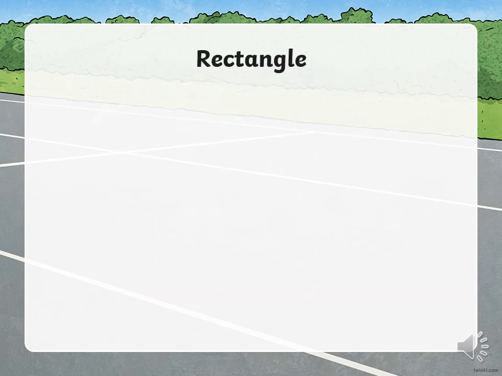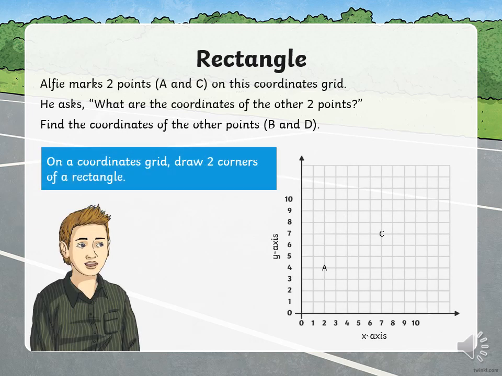Okay, rectangle. Alfie marks 2 points A and C on this coordinates grid. Find the coordinates of the other 2 points, B and D. Our aim is to make a rectangle. If he's plotted A and C, where else could he possibly plot B and D to make a rectangle? You could plot them wherever you like, as long as the final shape is a rectangle.